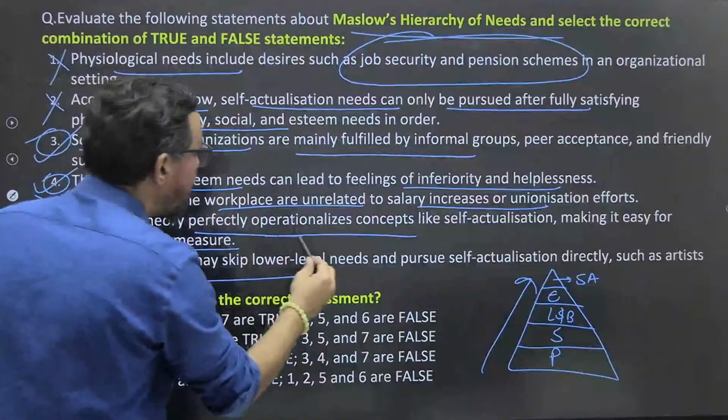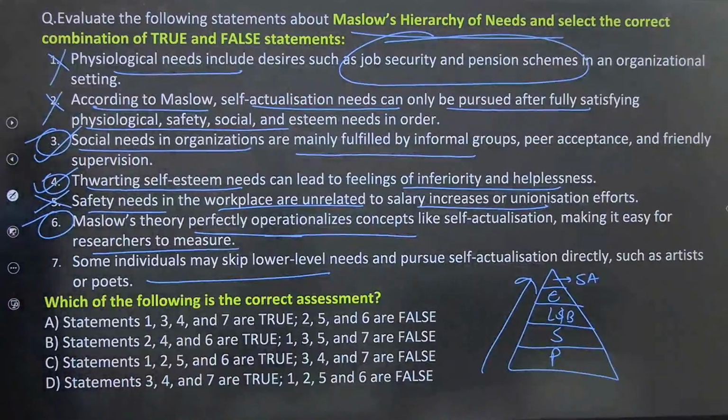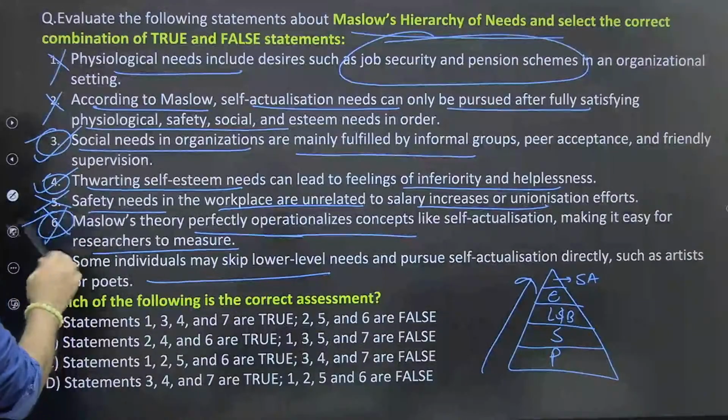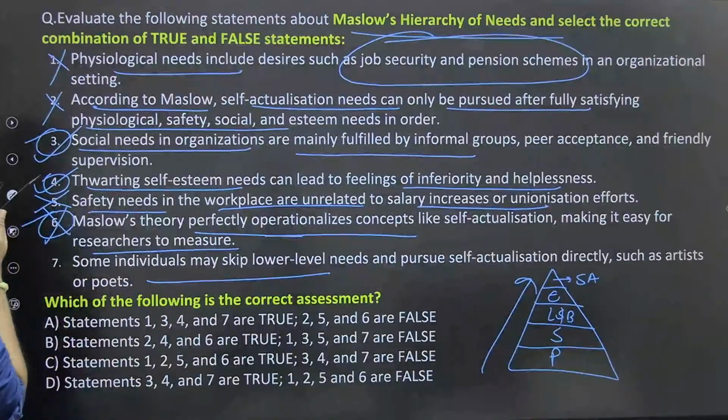Maslow's theory perfectly operationalizes concepts like self-actualization. So there is nothing. It is very complicated. This is also wrong. Sorry, I wrongly marked this one, and this is true.